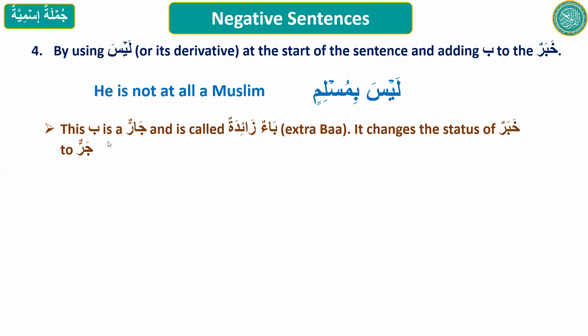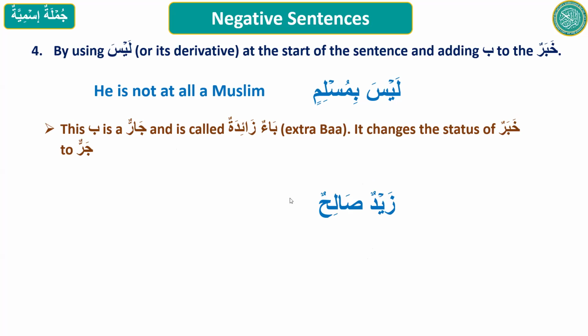So do you see, we have discussed four methods so far, right? Ma, use of ma only, then ma and b, and then laysa or any of its derivatives, and then the fourth method, laysa or any of its derivatives, and b. So adding b makes a sentence stronger. It's a stronger negation. All right. So we have learned four methods so far.